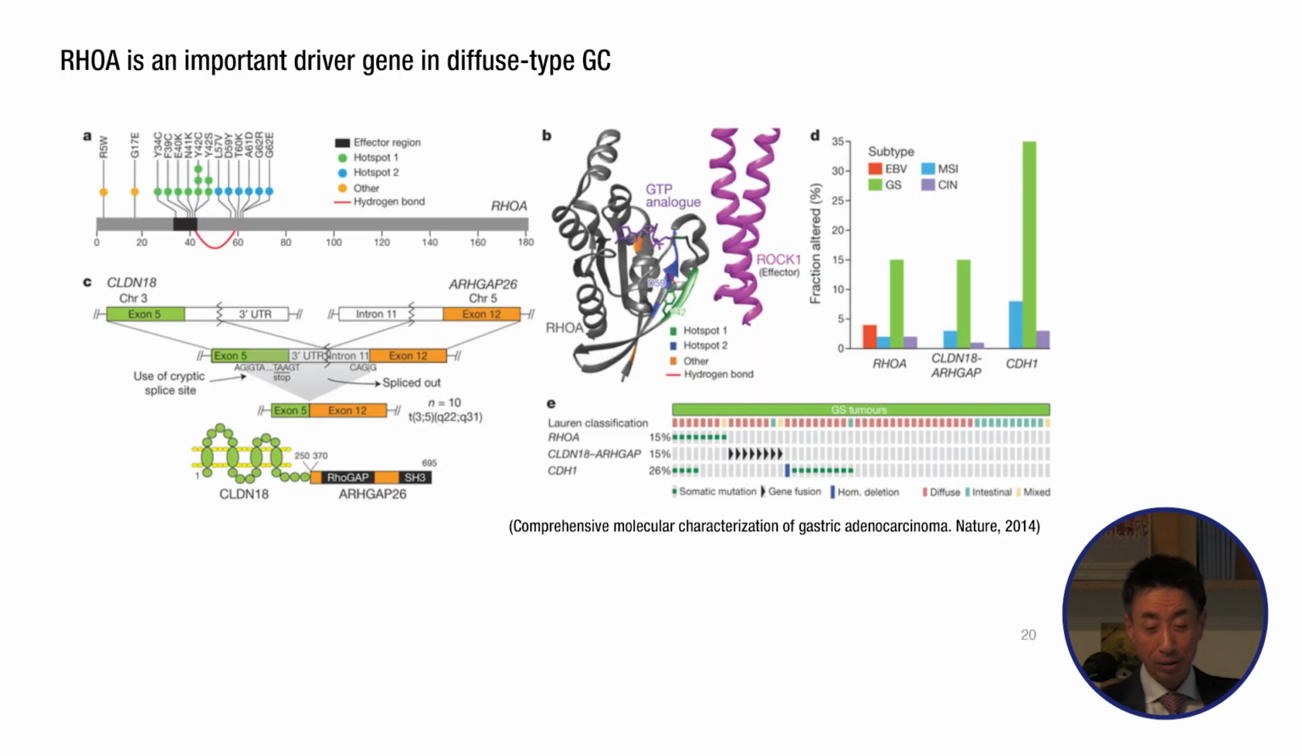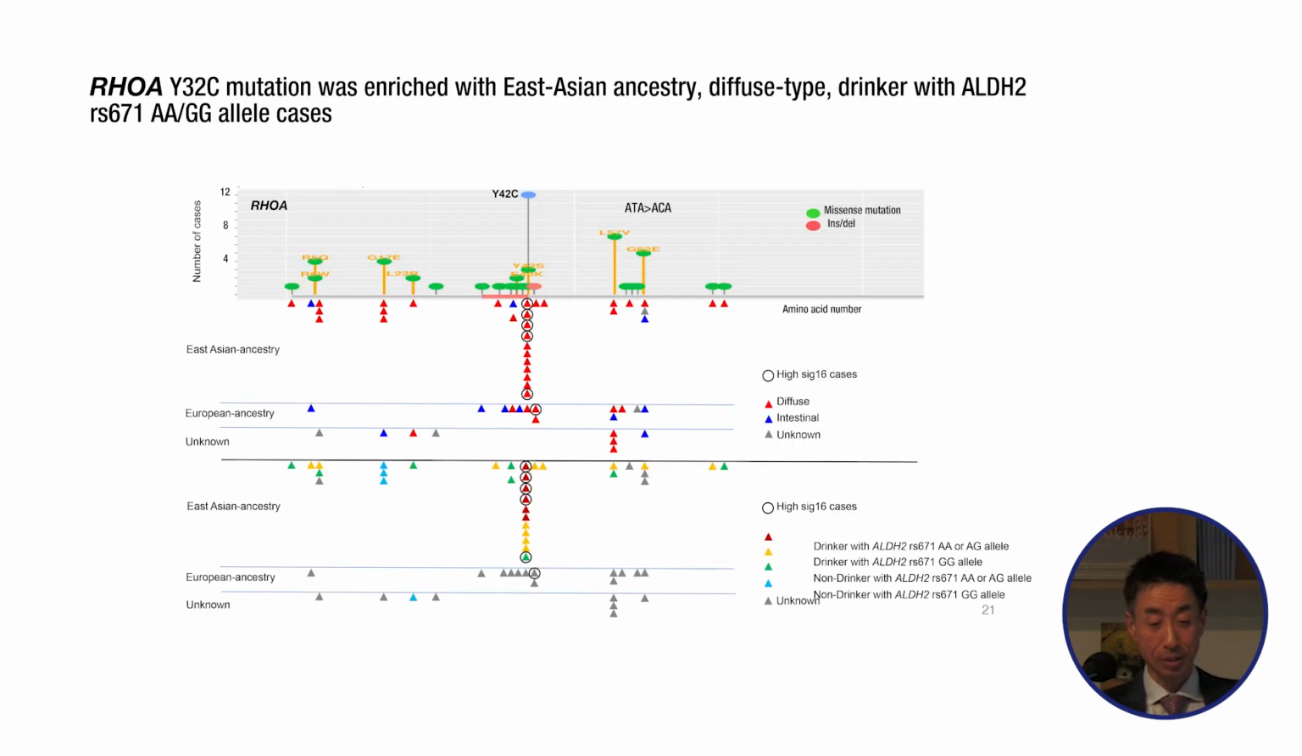So what is the low-A? Low-A is an important driver gene of diffuse type gastric cancer. That's very consistent with our data because we saw that signature 16 is more frequent in diffuse type, and also signature 16 is very similar to the low-A. It's a driver mutation of diffuse type gastric cancer.